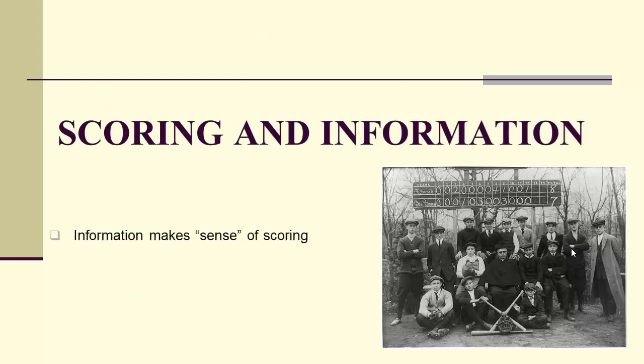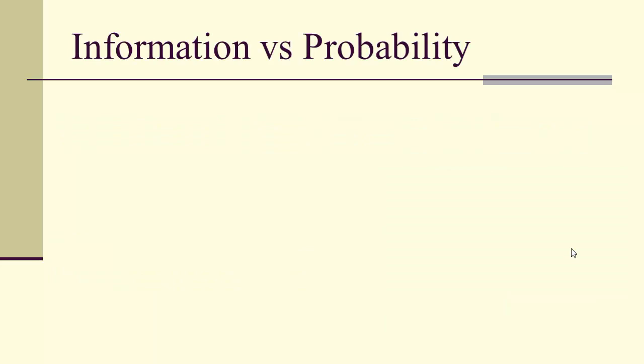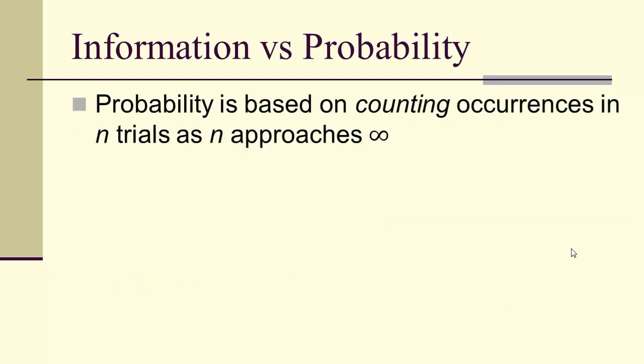Scoring and information. Information makes sense of scoring. Scoring is often stated in terms of information. Now let's compare again information and probability. Probability is based on counting.